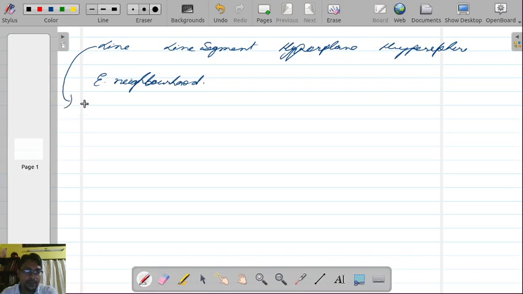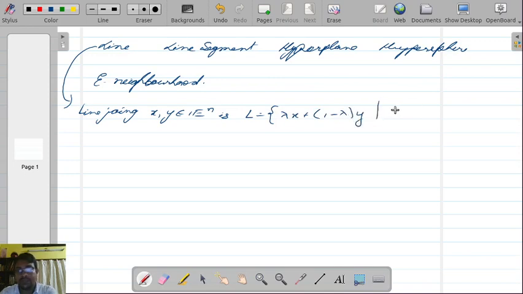Line in n-dimensional Euclidean space, line joining 2 points, say x comma y in E to the power n, is L equal to the set of all those lambda x plus 1 minus lambda y, all those points which are of this type such that lambda belongs to real numbers. This collection of points is the straight line joining the points x and y.